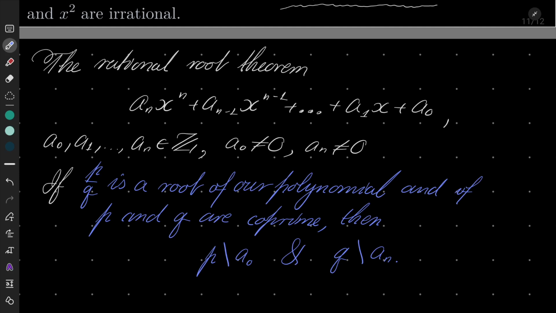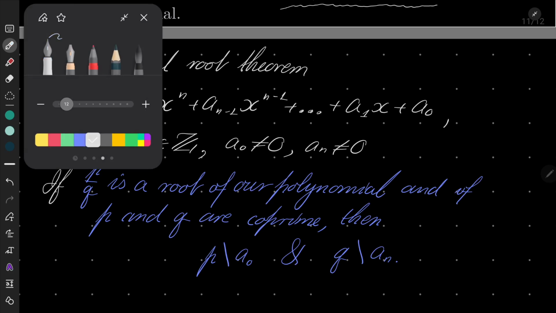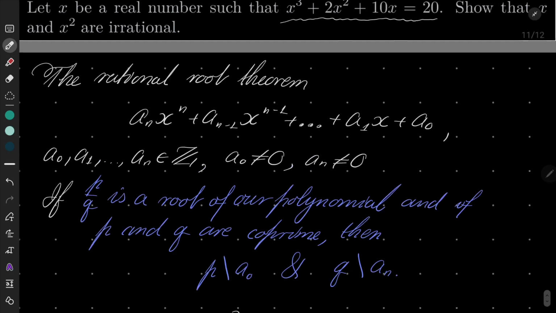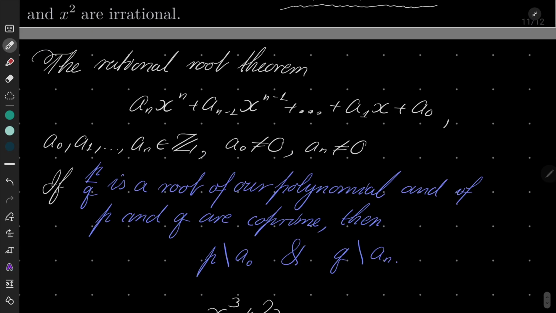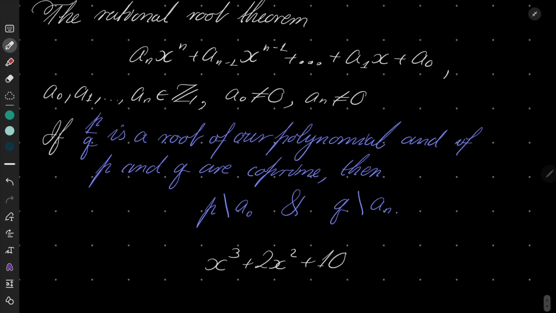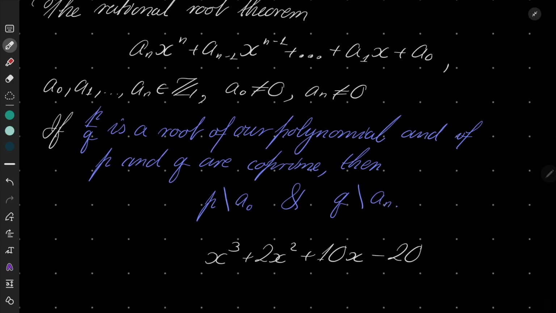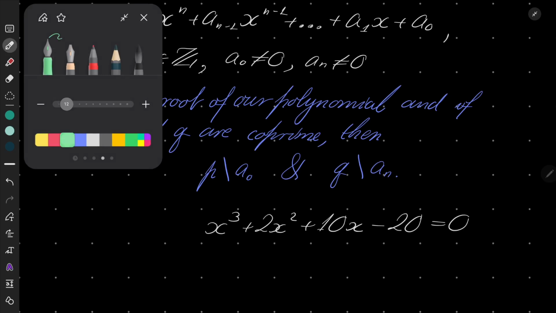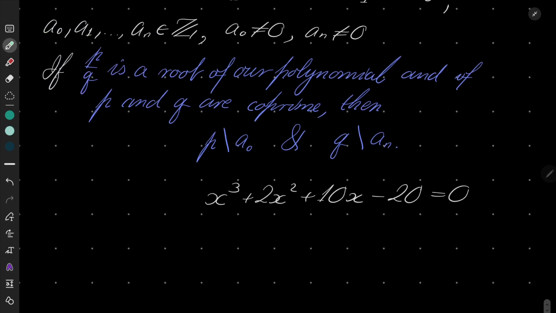Okay, so let's apply this theorem in our case. In our case, our polynomial is x cubed plus 2 times x squared plus 10x minus 20, and in our case, it should equal 0. And if we are dealing with rational roots, the only rational roots are such that p divides 20 and q divides 1.